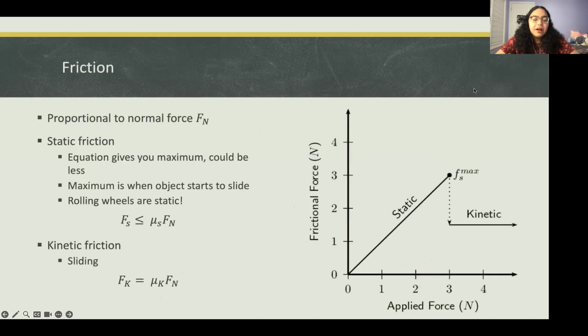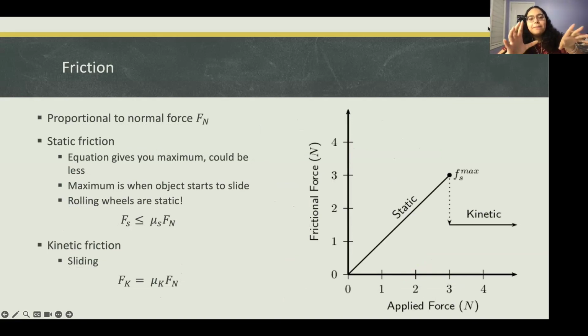Friction, another important force that's good to know. It is proportional to your normal force Fn. There's static and kinetic friction, and so there's two different coefficients for those. The coefficient of friction is mu s for static friction, mu k for kinetic friction. Kinetic friction is when something's sliding. Static friction is when something is not moving, or if wheels are rolling.